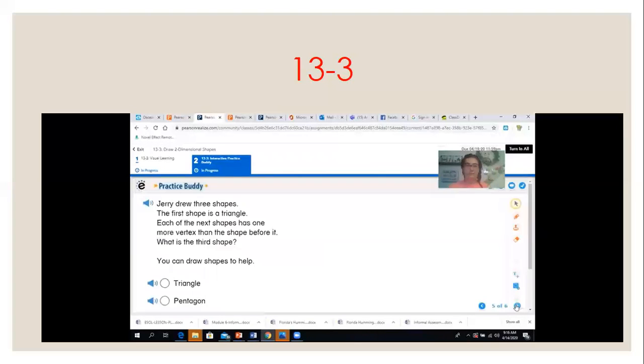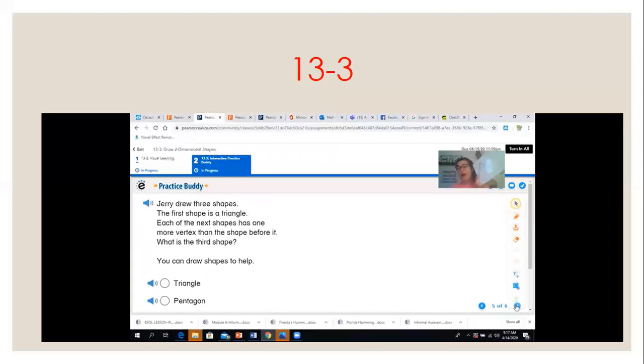Next question. Jerry drew 3 shapes. The first shape is a triangle. Each of the next shapes have 1 more vertex than the shape before. So you're going to add. So we have 3, the next one will be 4, the next one will be 5.